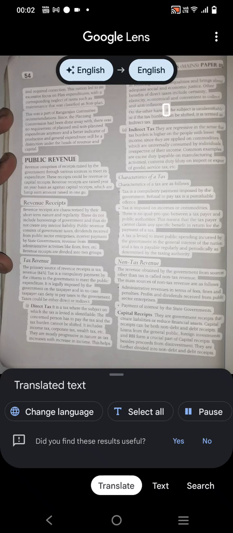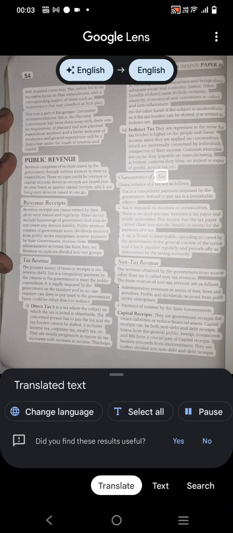On the other hand, if the subject is unidentifiable, the tax burden can be shifted. It is termed as indirect tax. Indirect taxes are regressive in the sense that the tax burden is higher on people with lower income, since they are applied on commodities which are universally consumed by individuals irrespective of their income. Common examples are excise duty, payable on manufacturing activities, customs duty, duty on import or export of goods, service tax, etc.